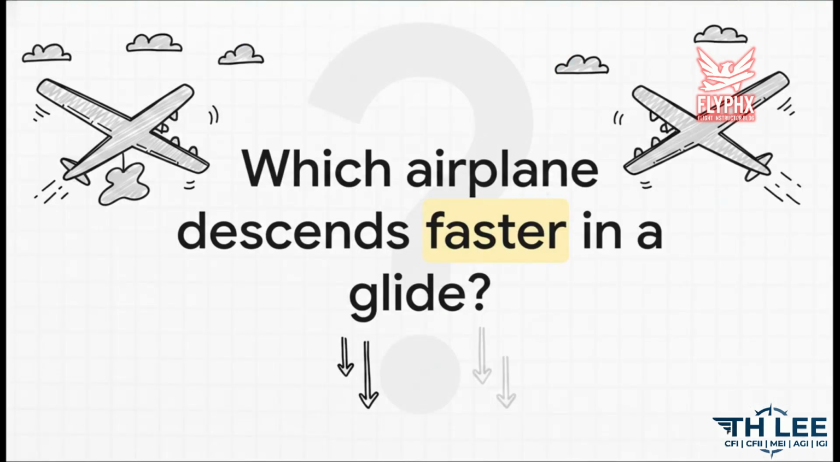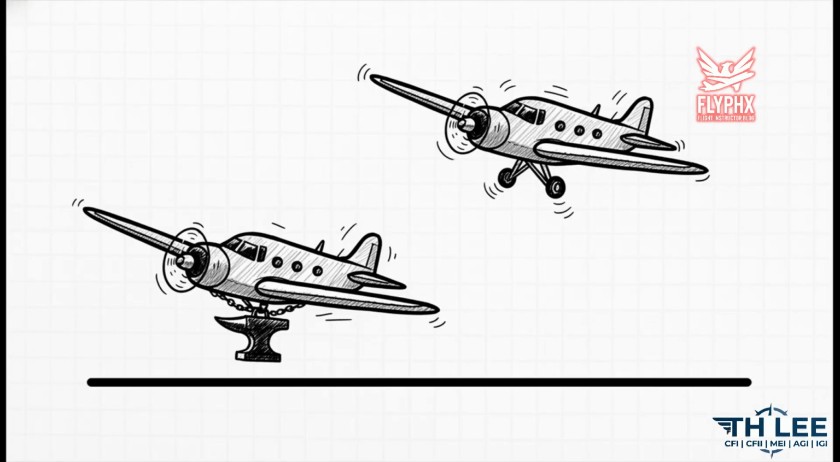Now, heaven forbid you lose your engine in flight. Naturally, you pitch for your best glide speed, but suddenly you're faced with a really fascinating physics puzzle. Picture two identical airplanes. They both lose their engines at the exact same altitude. But one is loaded up to maximum gross weight and the other is practically empty. Which airplane has the greater rate of descent, meaning which one drops out of the sky faster? It might seem completely counterintuitive at first, but the heavier airplane will always have a greater rate of descent. It's simply going to hit the ground sooner than the lighter plane.